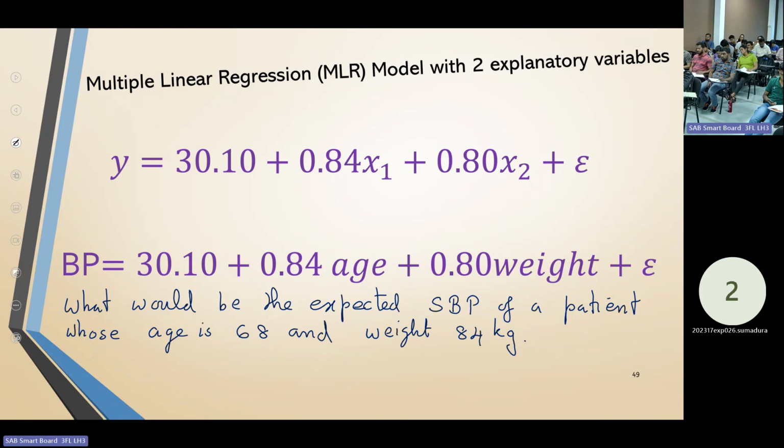Suppose there is a minus sign here, minus 0.8. Then when the weight increases, blood pressure decreases. So if the coefficient is positive, when this particular variable increases, y also increases. If it is negative, when the variable increases, y decreases. Positive impact, negative impact. So by looking at the values, we can answer that question. Substitute 68 and 84, substitute the corresponding values, and get the BP.